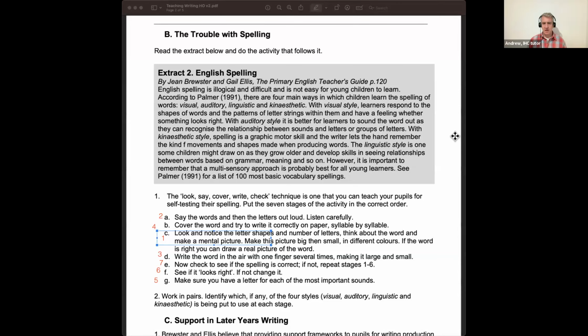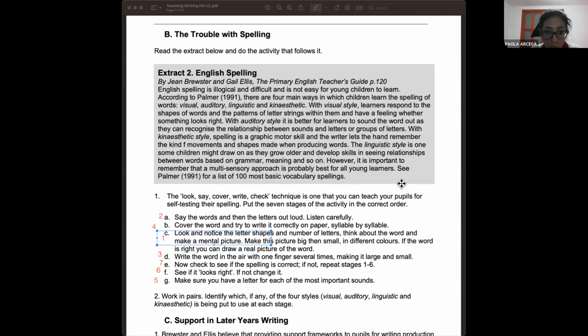Number 2, say the word and then the letters out loud. Listen carefully. Number 3, write the word in the air with one finger several times, making it large and small. Okay. Number 4, cover the word and try to write it correctly on paper, syllable by syllable.